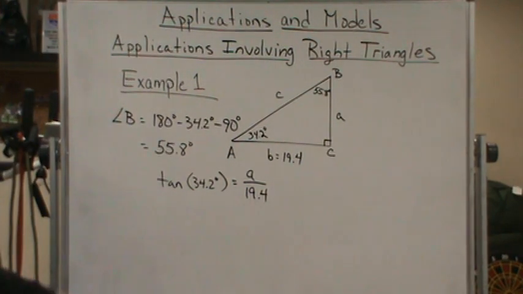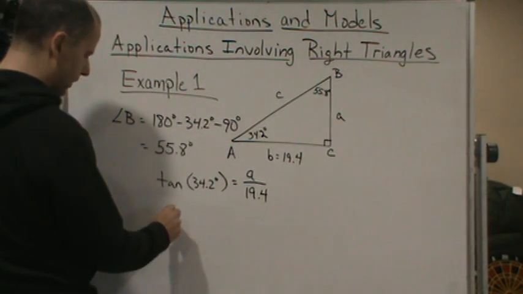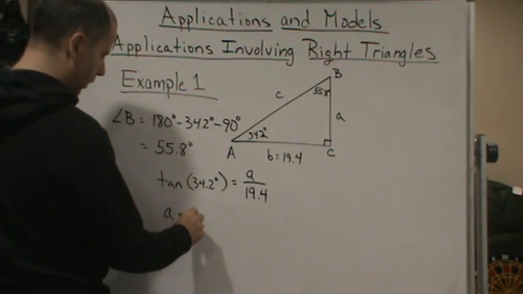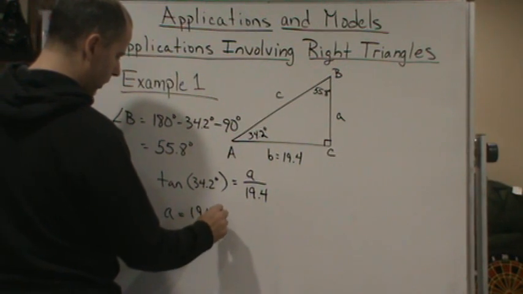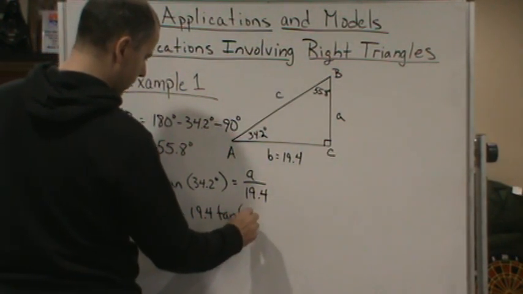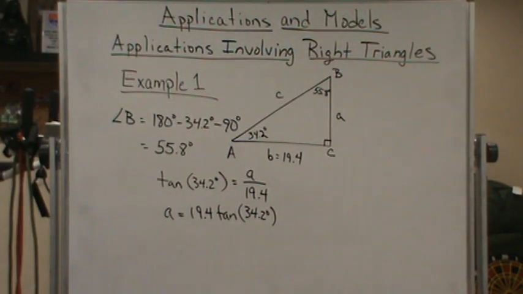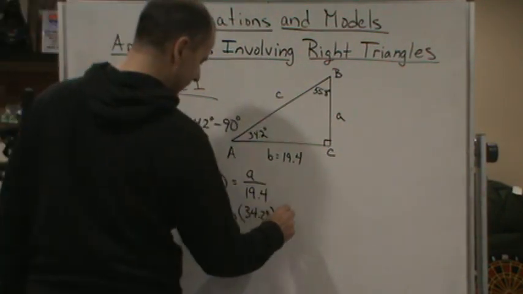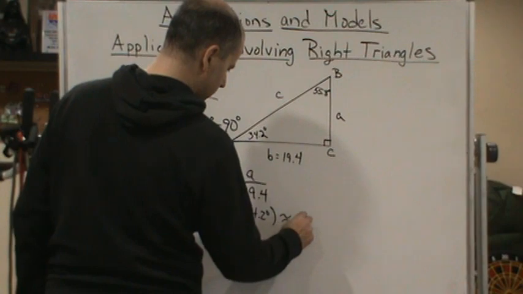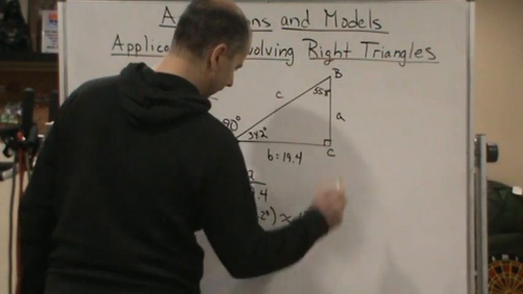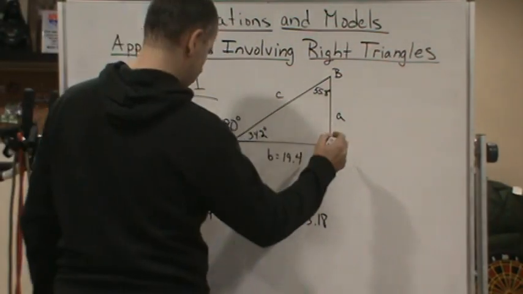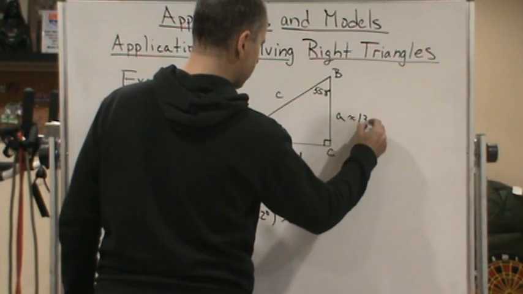If we solve for A, that means A is equal to 19.4 times the tangent of 34.2 degrees. Again, what I would do is take the tangent of 34.2 degrees, multiply that by 19.4, and you get approximately 13.18. So that's this one, approximately 13.18.